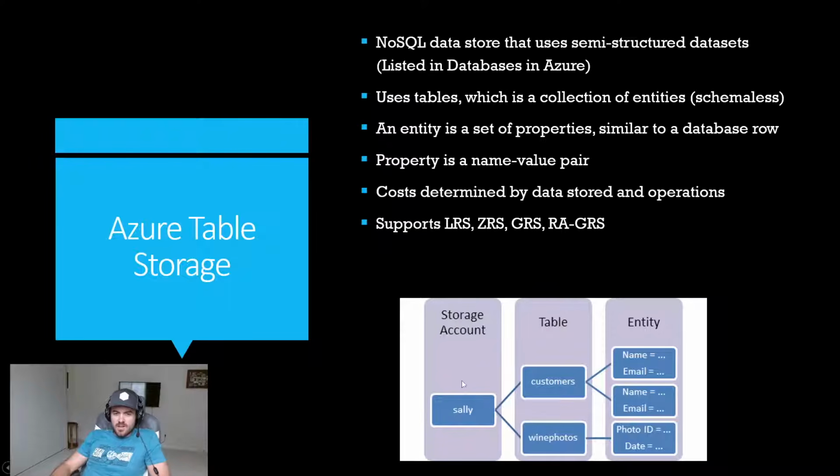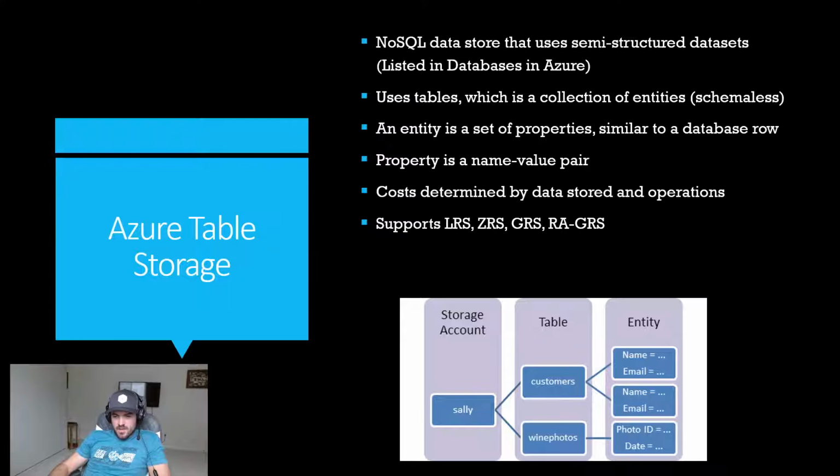Okay, so here you can see you have a storage account. Maybe this storage account belongs to Sally, and then in here she's got a couple tables. She's got a customer table, and then a wine photos table. And then maybe within this table, we have name equals, maybe she's got a customer named John. His email is john@gmail. And then maybe it has this customer named Tina, Tina@gmail. But then you could also have this table of wine photos that has different entities, again, as they are called, where perhaps you've got a photo ID and then maybe the date that the photo was actually taken. Okay, so it's a pretty flexible storage service.